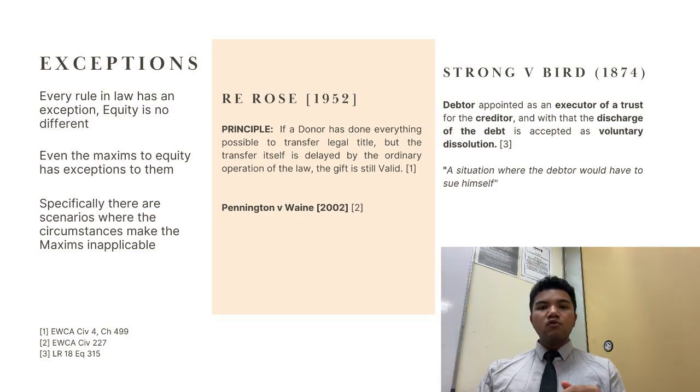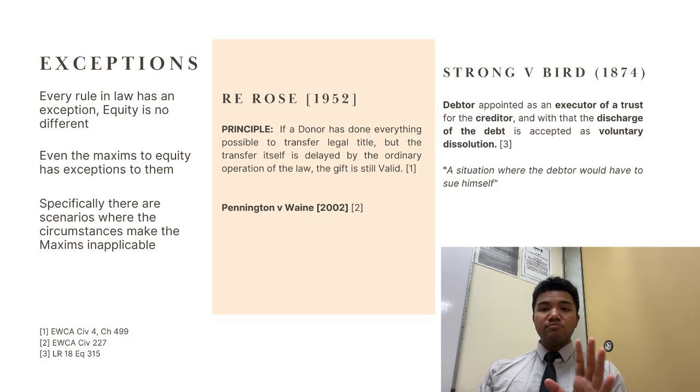Now, moving on to another exception, which we can explore apart from Rose, is Strong and Bird, 1874. This exception comes up in a situation where there is debt. The case has a debtor who was appointed as an executor for the trust of the creditor. Therefore the courts decided that the debt is discharged and accepted the discharge as a voluntary dissolution. In this case, the maxims do not apply.